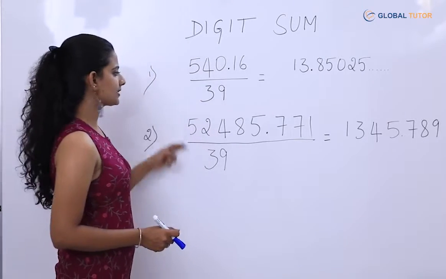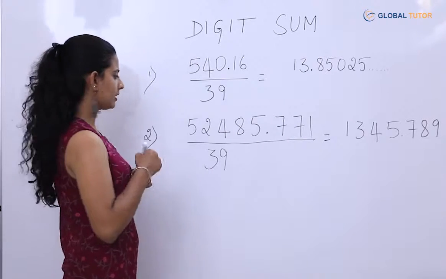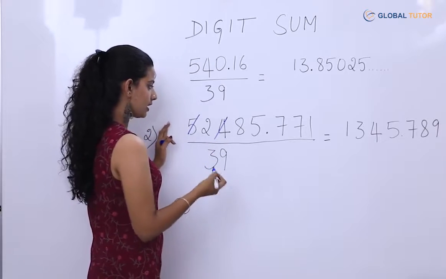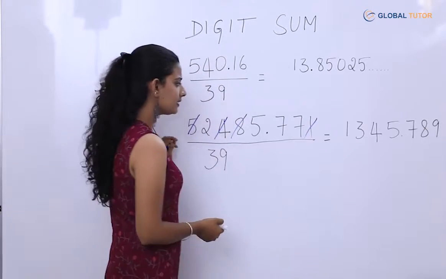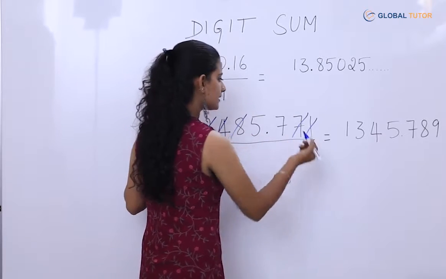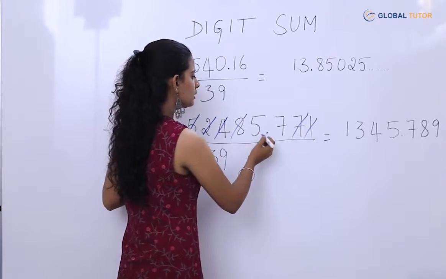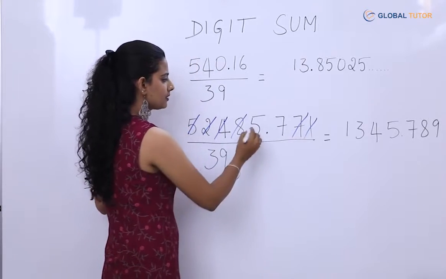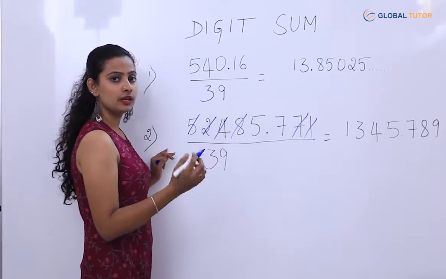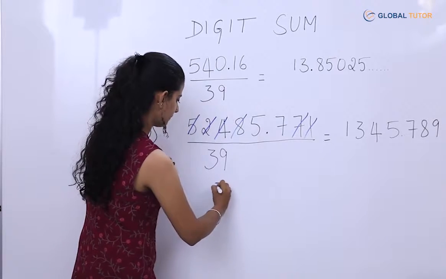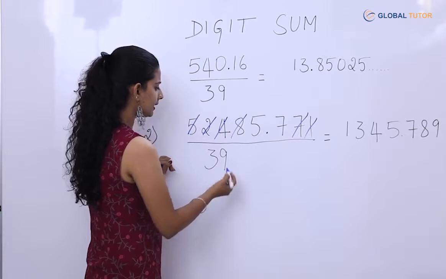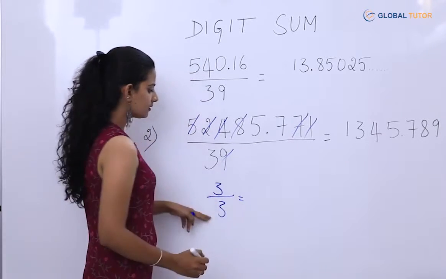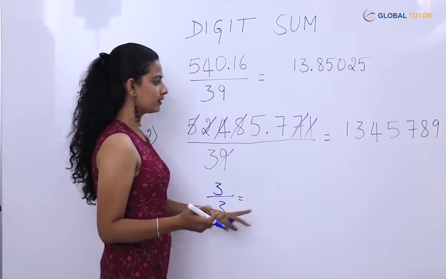So I have two examples. Let's take the second one right now. So 5 plus 4 is 9, so discard. 8 plus 1 is 9, discard. 2 plus 7 is 9, discard. So we are left with 5 and 7. Don't worry about the decimal places. You can add all the numbers. So 5 plus 7 is 12, 2 plus 1 is 3. Here you have 3 and 9. So 9 you can discard and you get 3. So write 3 by 3. It should be 1. So let's see the division.